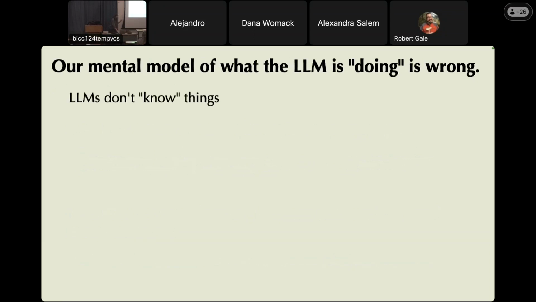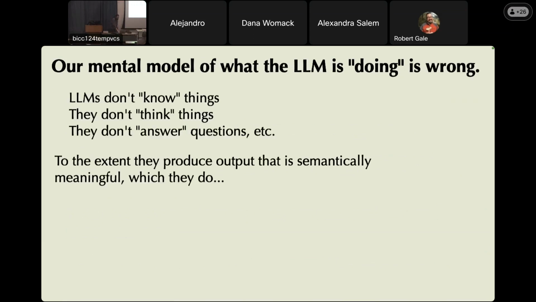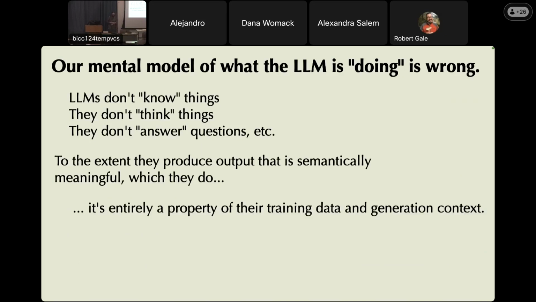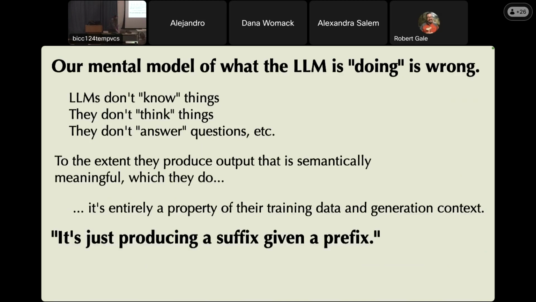So I posit that our mental model, or the model that popular press articles about AI put in your head of how these things work, is just wrong. They don't know things, they don't think things, they don't answer questions. They do produce semantically meaningful output, right? But to the extent that they do, that's just an artifact of their training data and the generation context. And we can see that if you ask to get the output in a different form, it'll give you the output in a different form, right? It's not a property of what the model actually understands. It's a property of what we ask it to do. Just a suffix given a prefix.